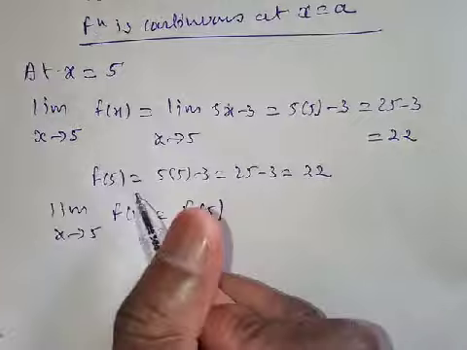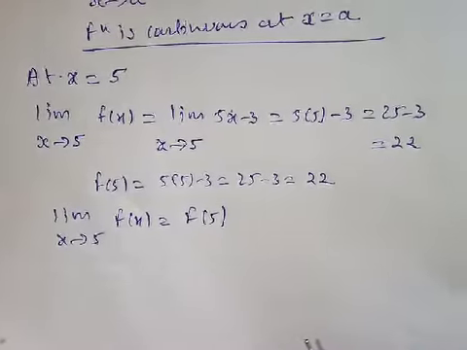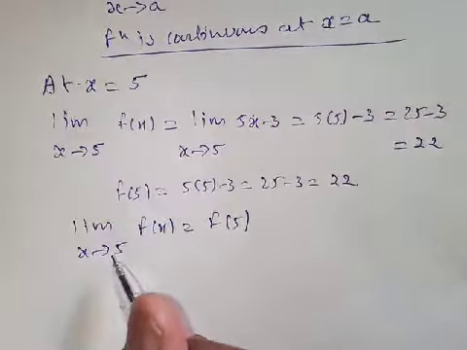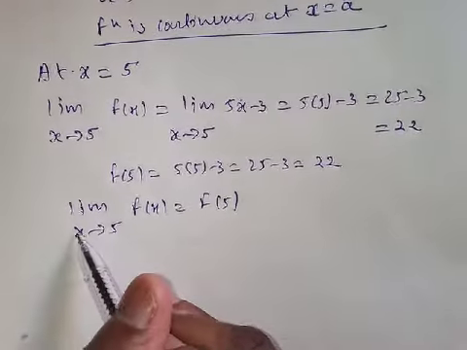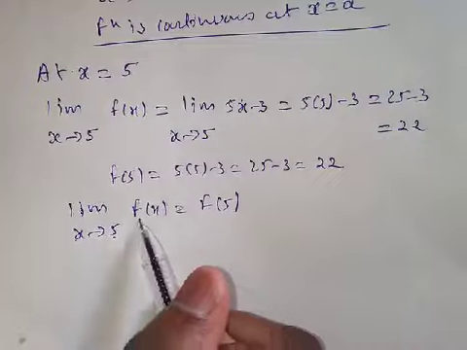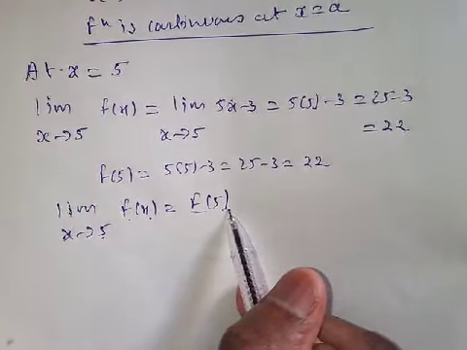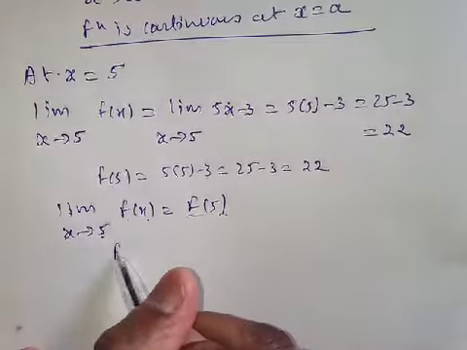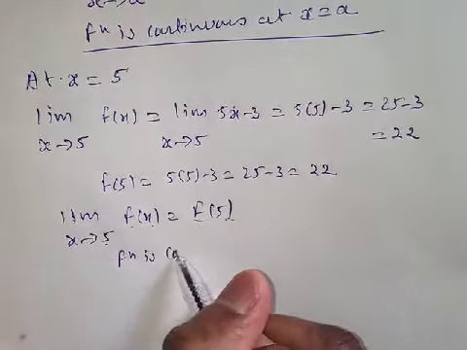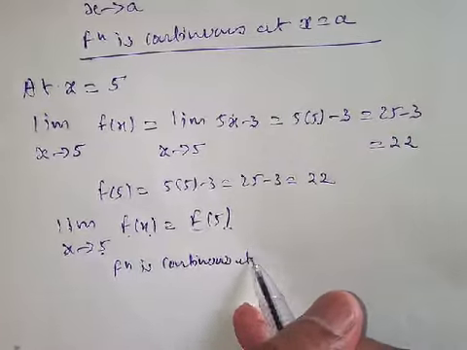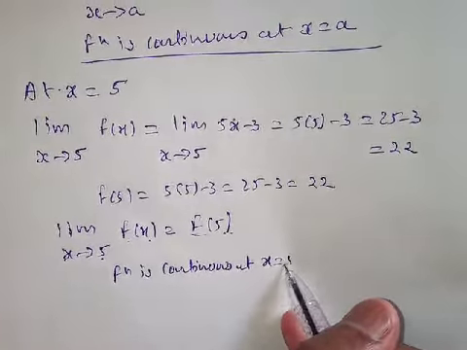Is it or not? Okay, so what do you say? According to the definition, limit x tends to c, f of x is equal to f of c. This is also constant. So the function is continuous at x is equal to 5.